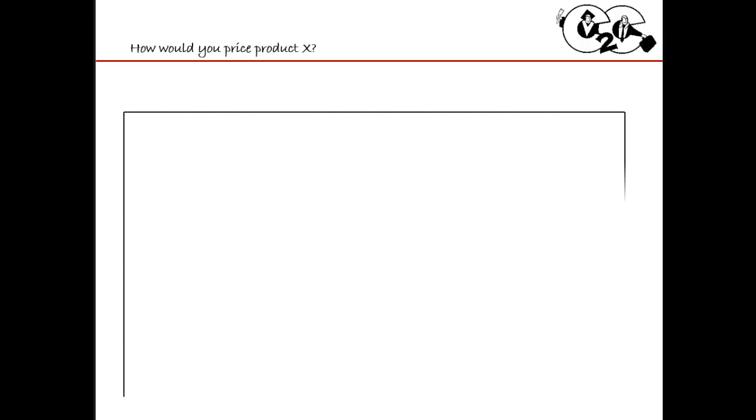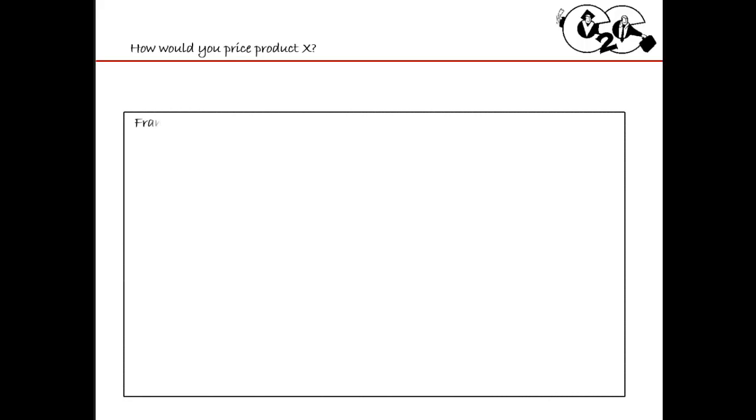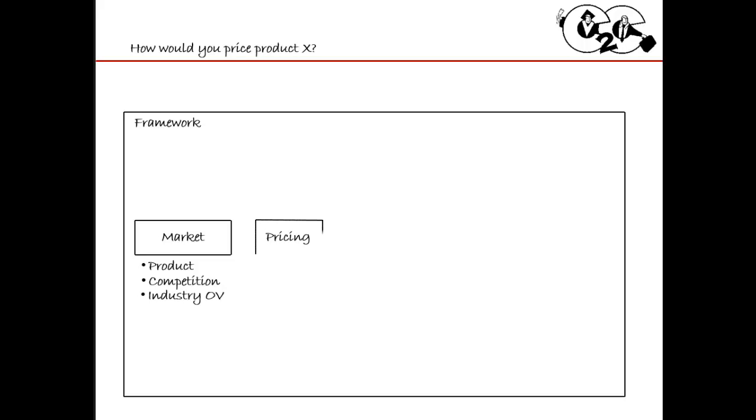Okay, let's pretend this is a case that you get. How would you price product X? So what we're going to always do is we're going to have our framework, and we're going to look at the macro level view first, which is always the market. So here I'm going to write what the product is, who the competitors are, and what the industry is like. How has the industry changed? What are substitutes, etc. Then I'm going to go into pricing. So micro level view. For this company, how do they price product X? We're going to look at several methods.